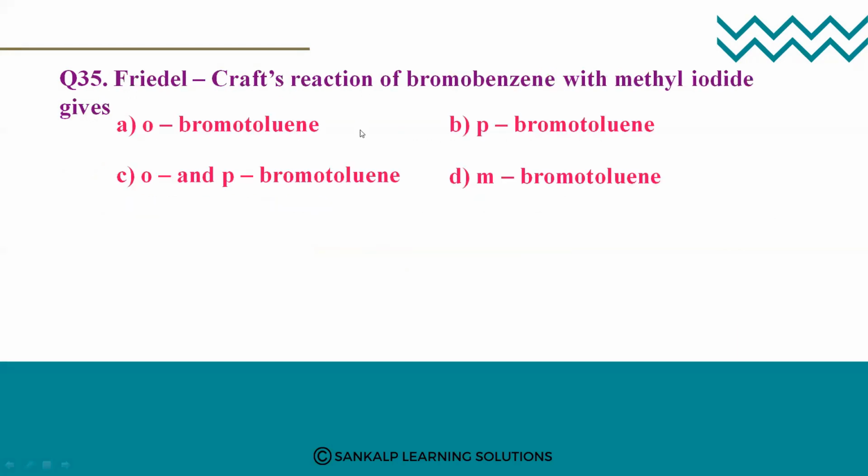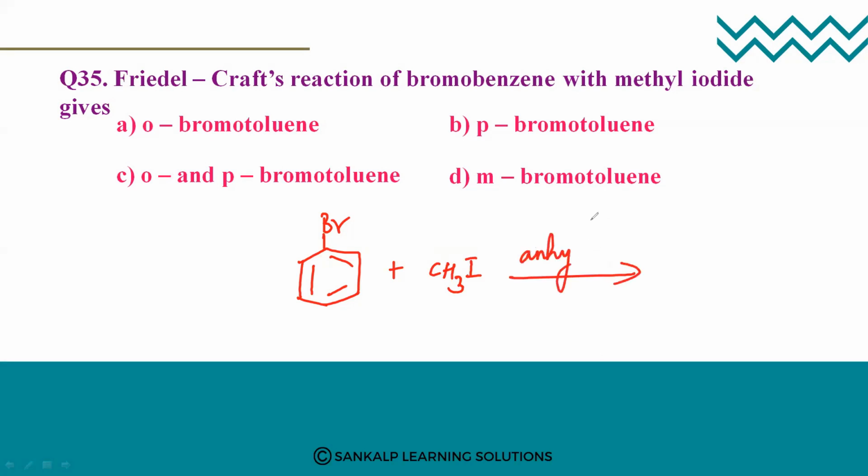Friedel-Crafts reaction of bromobenzene. So I'll write the structure first, then we'll go for the reaction. So this is bromobenzene. So we have to do Friedel-Crafts reaction. Friedel-Crafts is what? Alkylation. We are doing alkylation with methyl iodide. For alkylation, that is Friedel-Crafts reaction, we use anhydrous AlCl3 as the reagent, and it undergoes a Friedel-Crafts alkylation reaction.